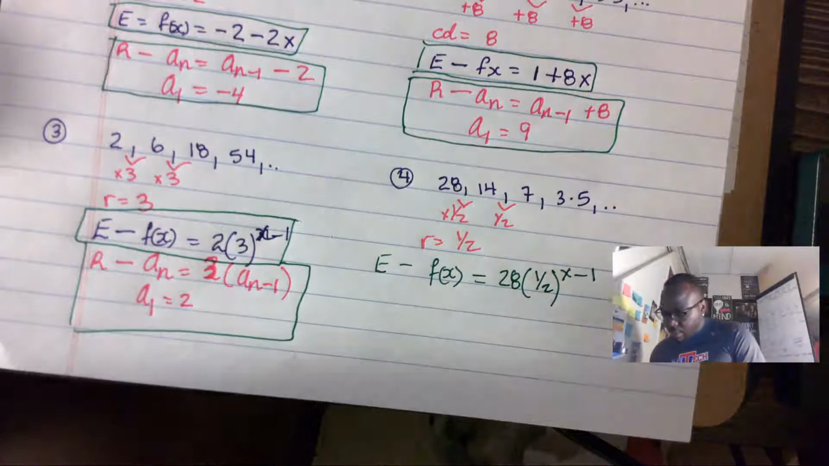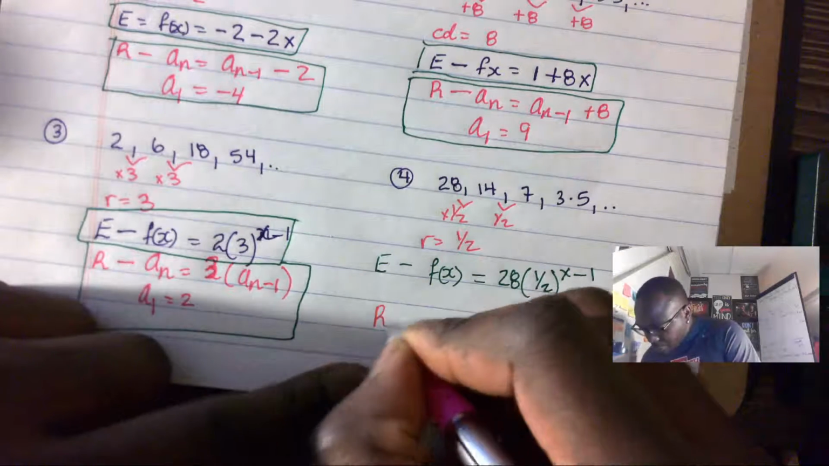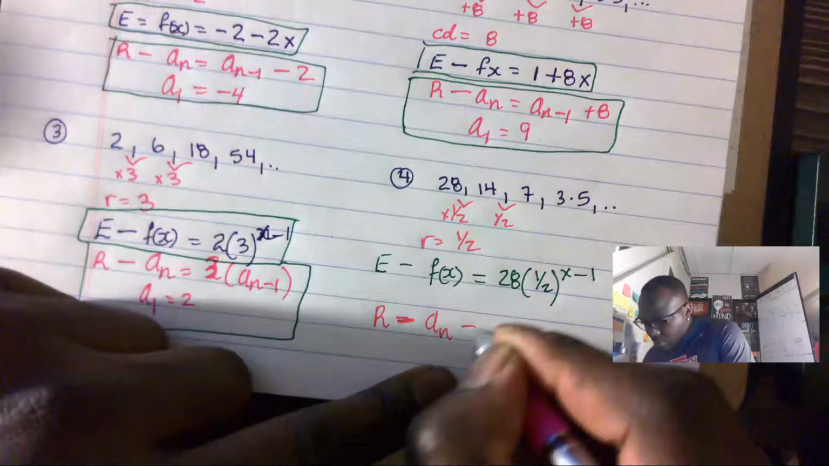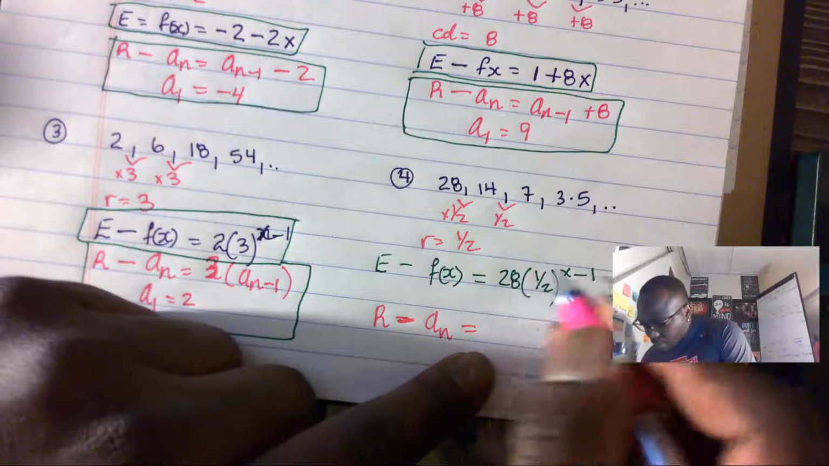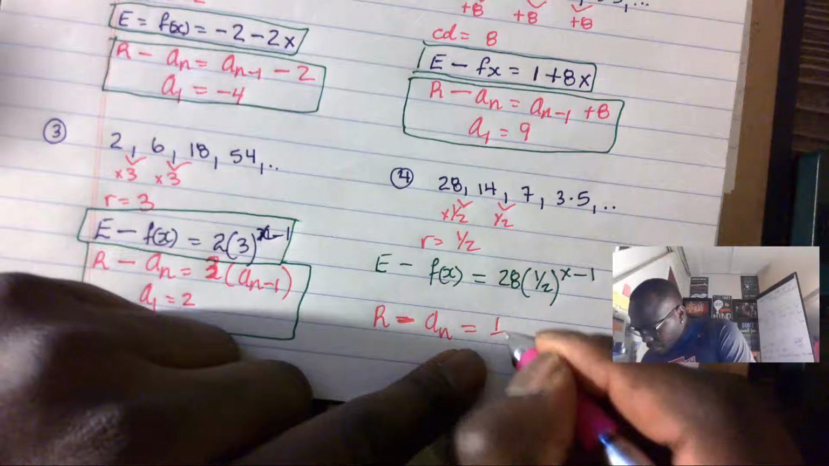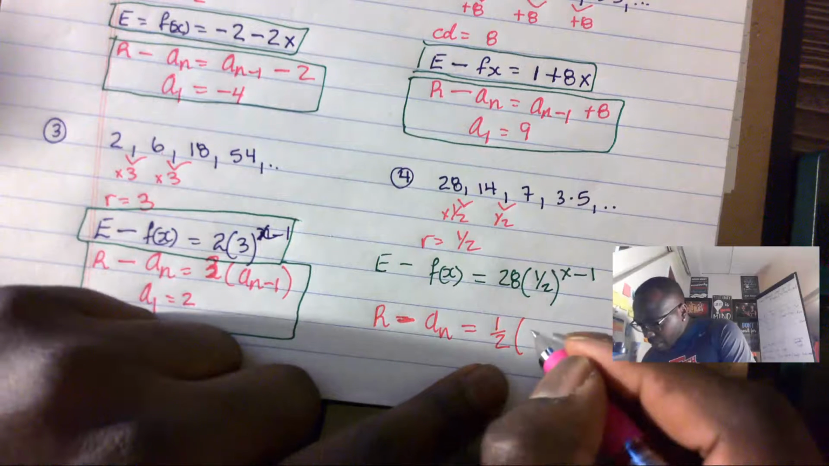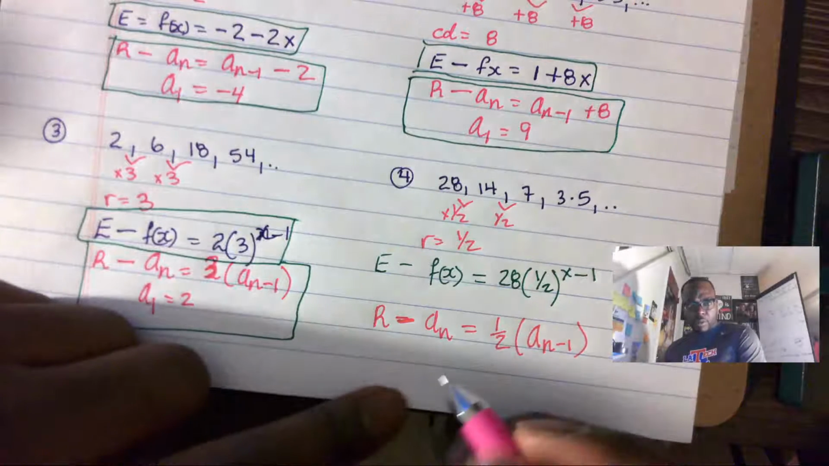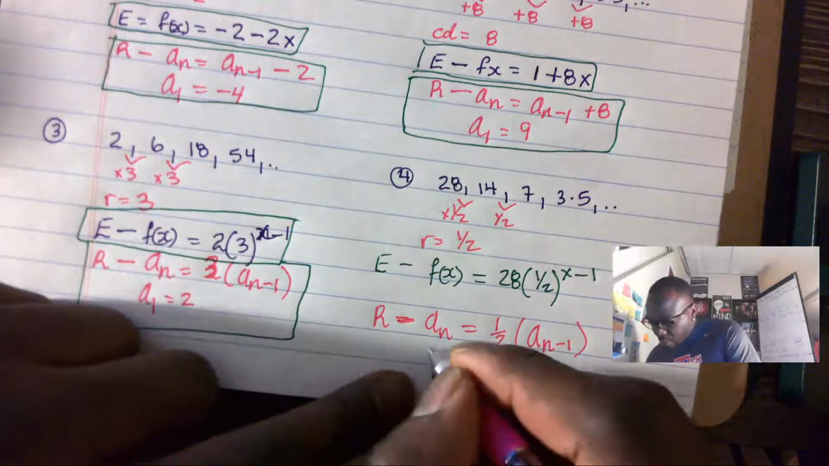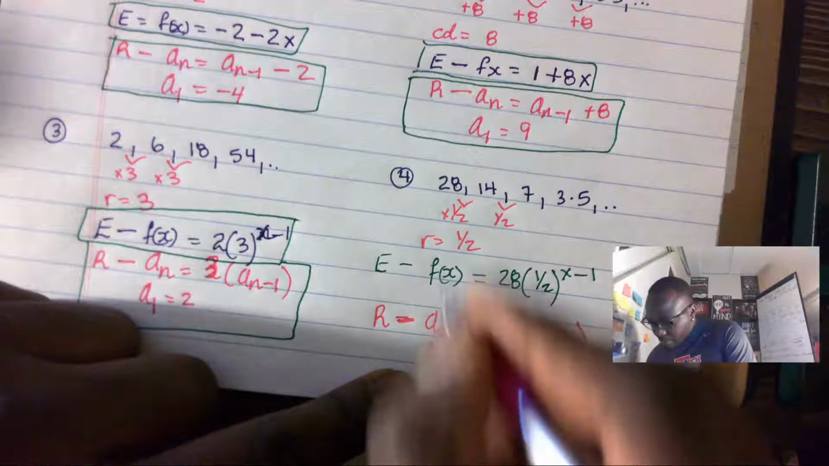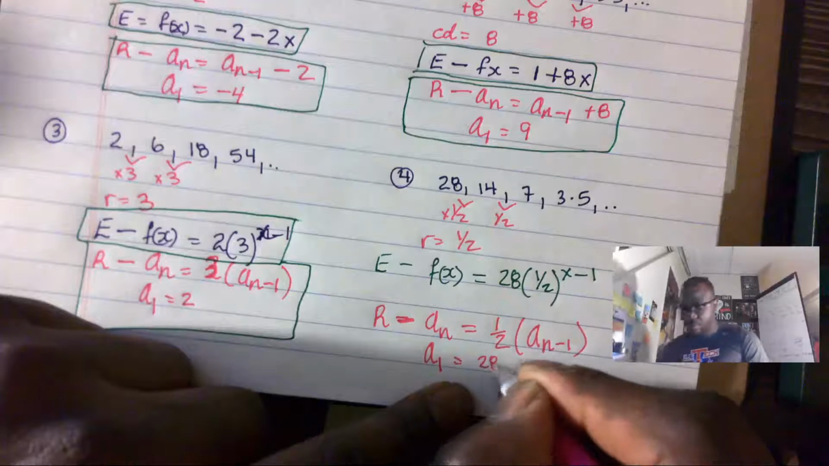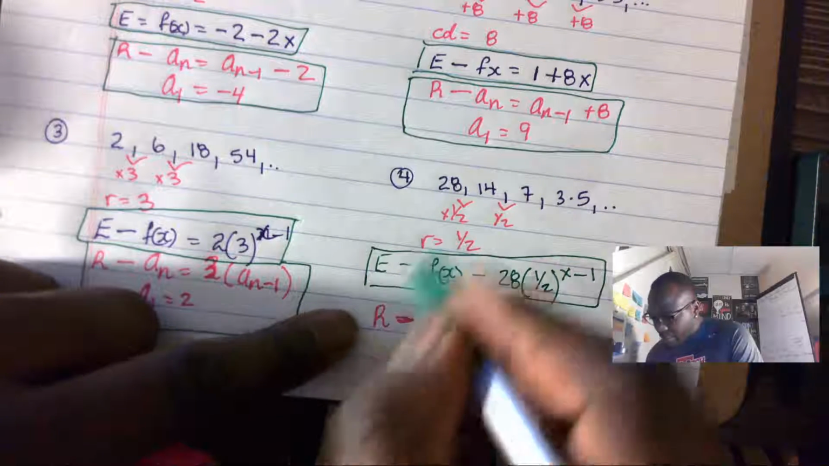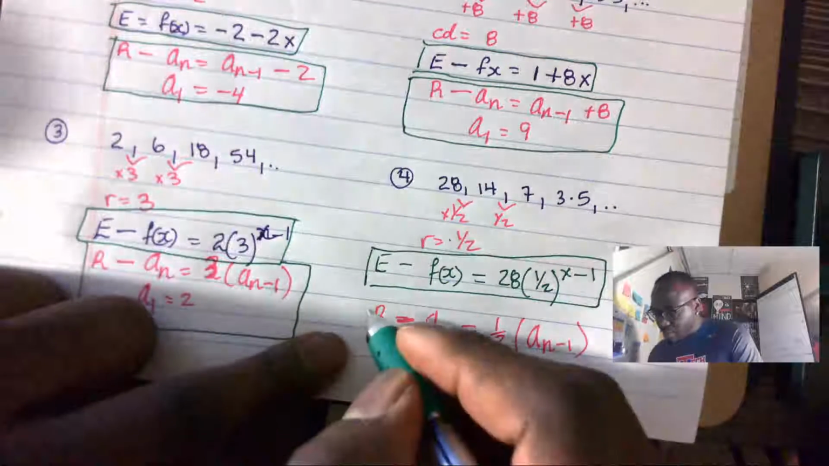Now if I'm doing my recursive, it's going to be a of n, which is equal to, the first thing that we're going to put is our common ratio, which is what? 1/2. So it's going to be 1/2 times a to the n minus 1. But again, remember, what do we need to make sure we have here? We're going to list our first term, which is a of 1 is equal to 28. And there we have it. As you can see, it's nothing crazy. Just got to identify a common ratio and our common difference, and then we should be good from there.